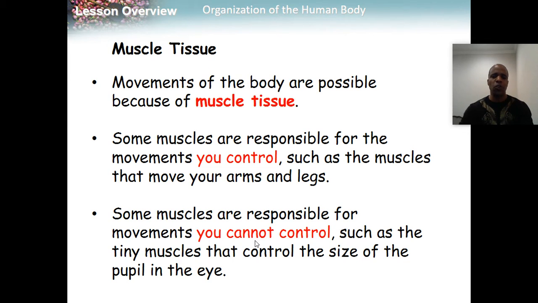Some muscles are responsible for movements you control, such as muscles that move your arms and your legs. Some muscles are responsible for movements you cannot control, such as the tiny muscles that control the size of your eye or the inside of your digestive tract or the ability for your heart to pump.